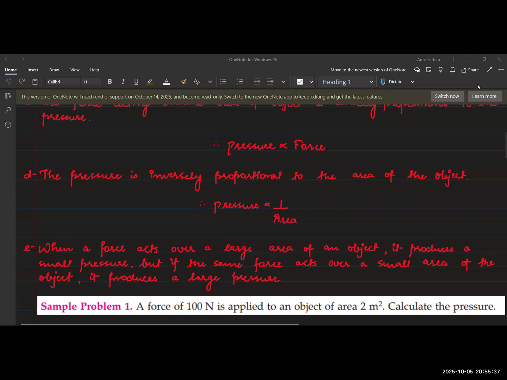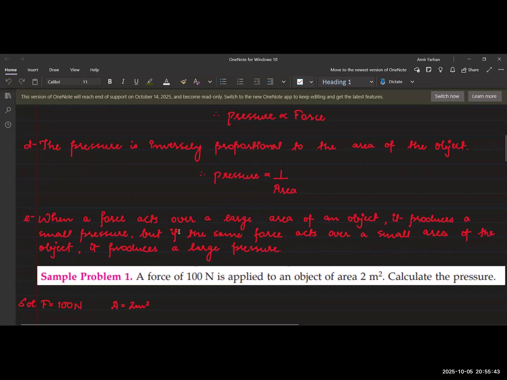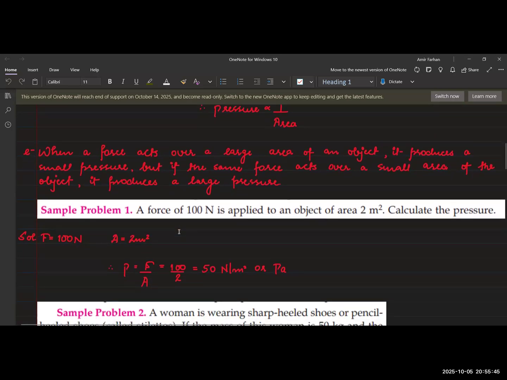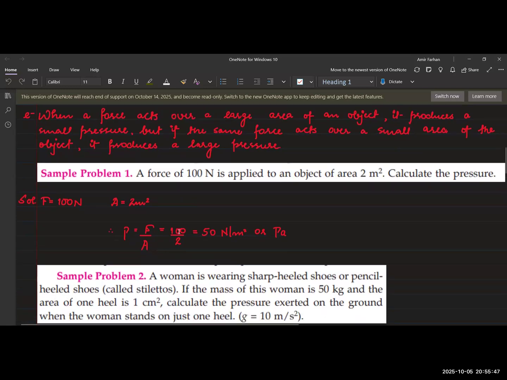Is my screen visible? Alif, Shakrika, Tanisha, Gauri, Hafsa. Yes, sir. So the answer for the first question is 50 Newton per meter square. Please do the second question.